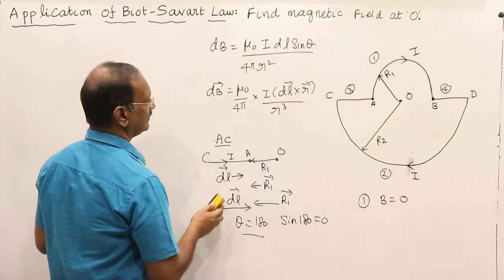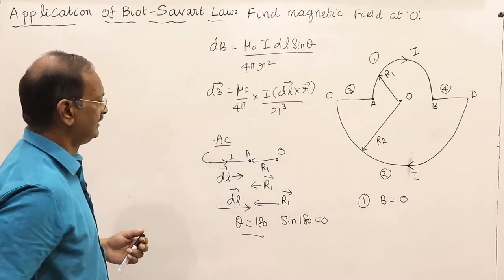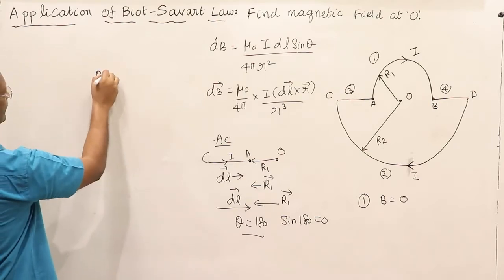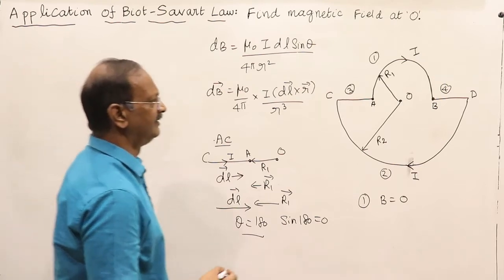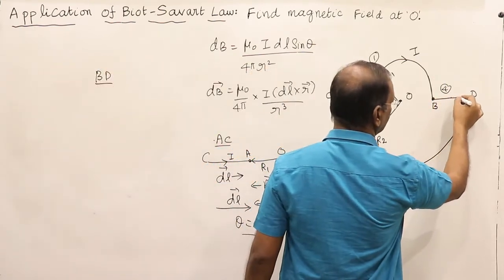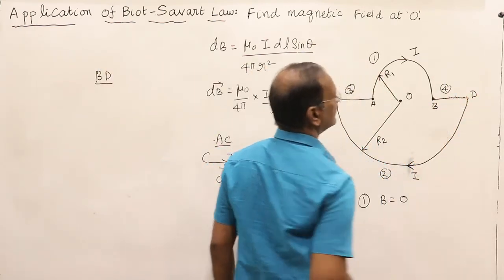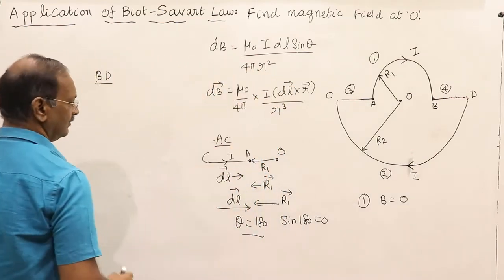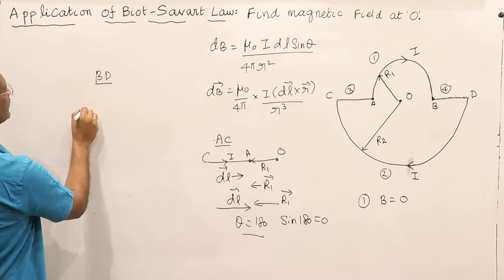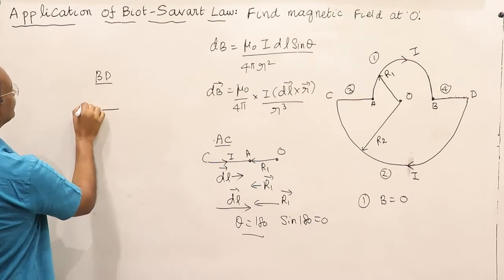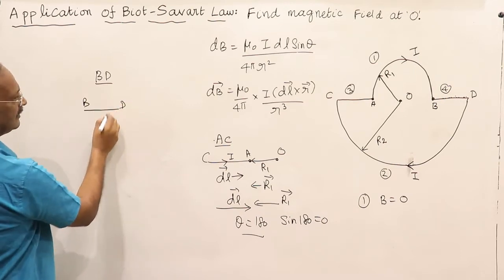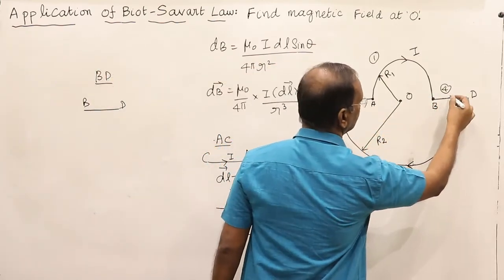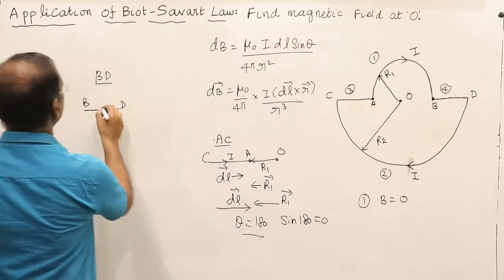Now the second one is BD. Let us say BD is also the same. Already we told that the magnetic field on the line of a straight wire is 0. We apply the same rule, and straight away we can come to the conclusion. See here, this is BD, and current is flowing how? Current is flowing in this direction.